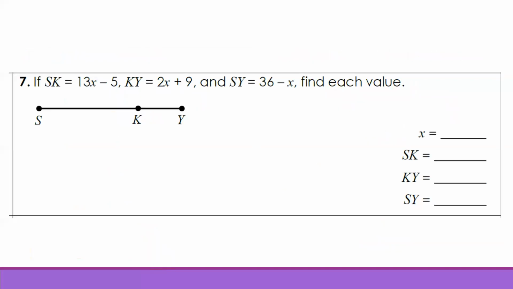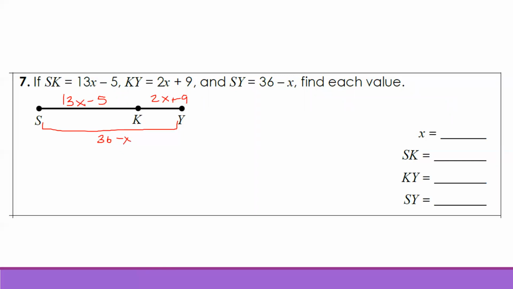Number 7, we're going to solve for x, and then we're going to find each individual piece here. So we're just going to take that x and plug it in for each piece at the end. Let's label what they tell us. SK is 13x minus 5. KY is 2x plus 9. And SY, oh, that's the whole thing, is 36 minus x.